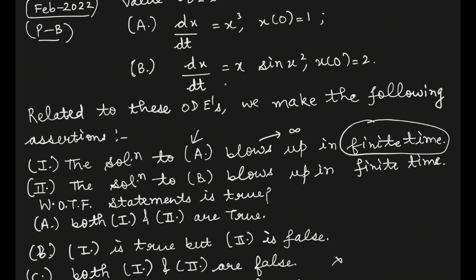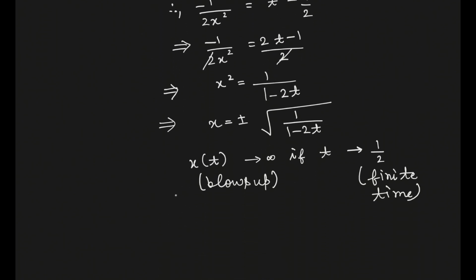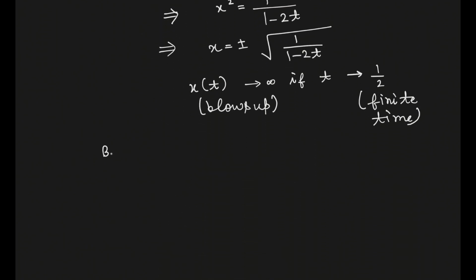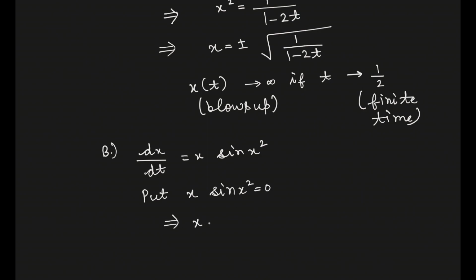Next, I want to check dx/dt equals x sine x squared. Firstly, tell me what will be the equilibrium solutions. It is 0 and plus minus root n pi. Yes, correct. And the condition was given as x(0) equal to 2.